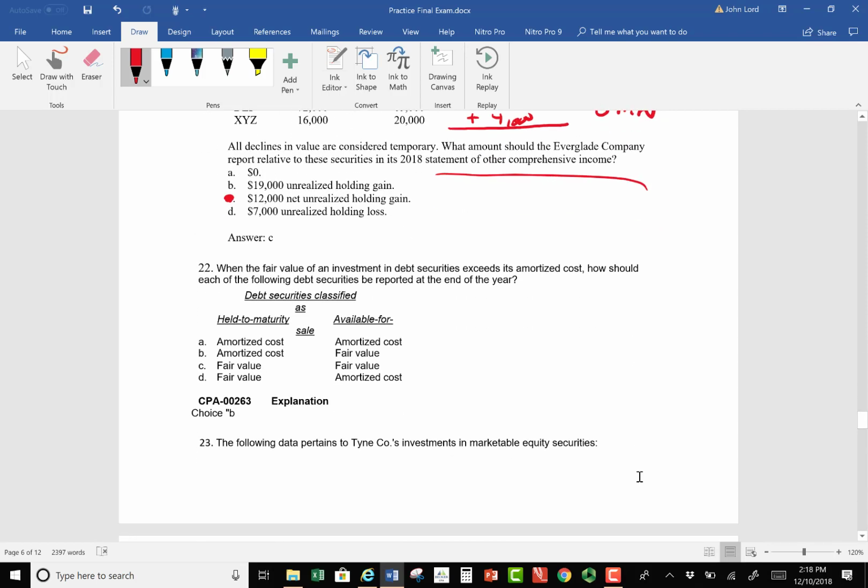Number 22. And you guys told me to put more questions like this, right? We don't have to do a lot of calculations. Where the fair value of an investment in debt securities exceeds the amortized amount, how should each of the following debt securities be reported at the end of the year? Held to maturity, we leave it at amortized cost, right? Available for sale and trading, although this didn't ask it, would both be fair value.